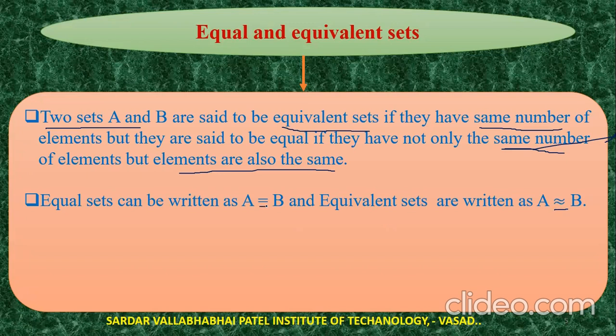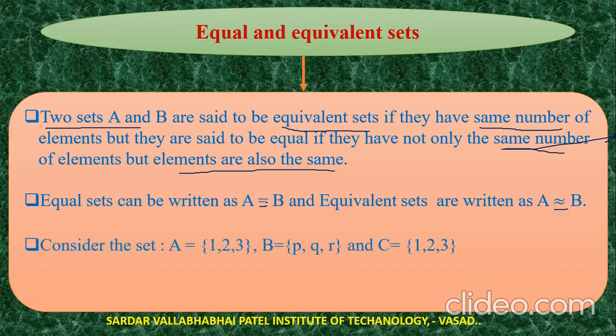So again I repeat, what is an equivalent set? Equivalent set means that if the number of elements of two sets is the same, then they are equivalent. And equal means the number as well as the elements are also the same.